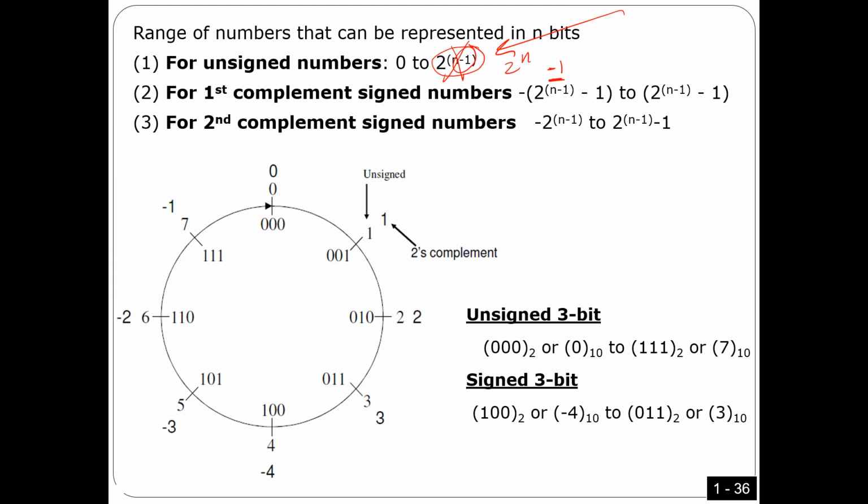Okay, so this is from 0 until 2 to the power of n minus 1. Again, this is for unsigned numbers. What about signed numbers? What is the range of numbers you have?